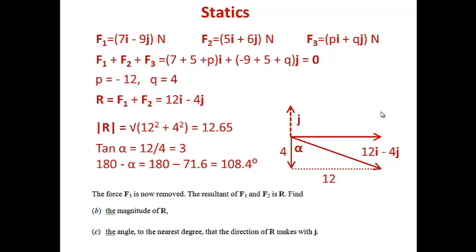From this we can calculate the angle alpha is 71.6 degrees by using the inverse tangent. And so the angle that the vector 12i minus 4j makes with the direction j is going to be 180 minus 71.6 equals 108.4 degrees.